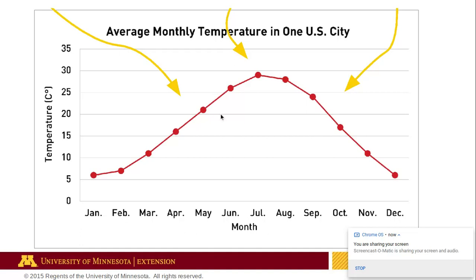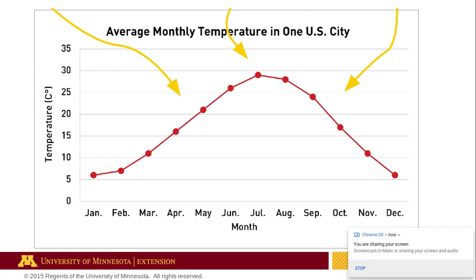For example, here's a graph showing the average monthly temperature in one US city. The first thing you're going to do is choose 3 spots on the graph. You can see I've drawn 3 arrows here, and these arrows are showing changes on the graph. Right here you can see a change where on this line graph, you see the line going up. The second arrow is pointing to the top part of the graph, the peak of that. And then this third arrow is pointing to where the line is going down.